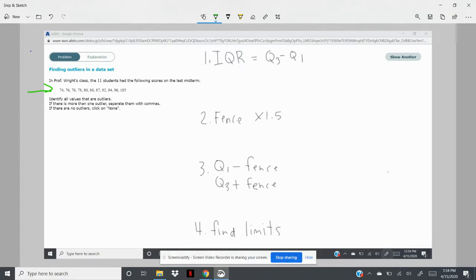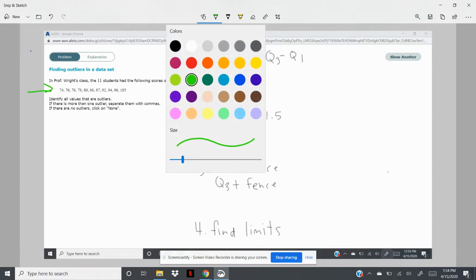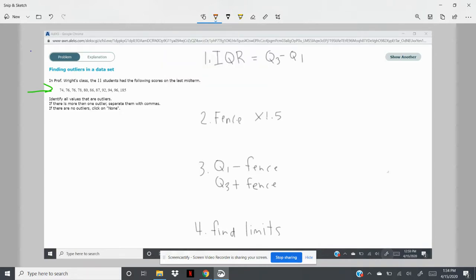These are the 4 steps that we follow. We find the IQR, the fence, and then we take our fences and subtract and add them to our quartiles, and then we find our limits. If you want to write down these steps, we use them every single time.